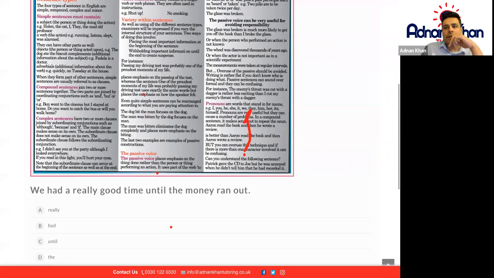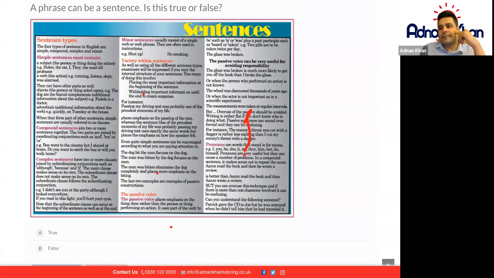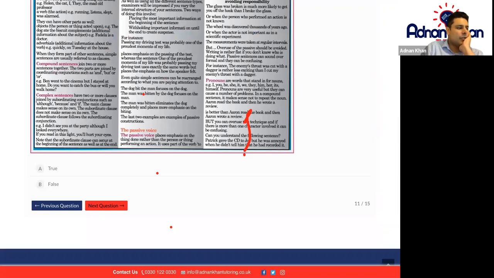Well done, Amir. And another subordinating conjunction very quickly. Until, is it C? C will be correct. So we had a real good time until the money ran out. So well done, Amir. Thank you very much for that. Okay, now we've got true and false questions here. Let's just go to Lababa for this one. It's false. Hi, Lababa. So a phrase can be a sentence. Is this true or false? False. False. Okay, well done.